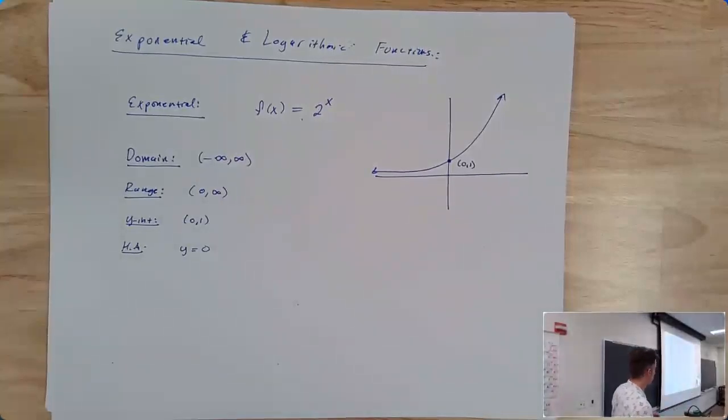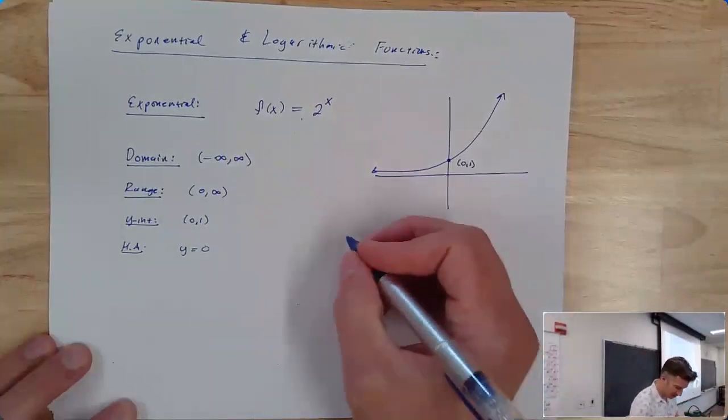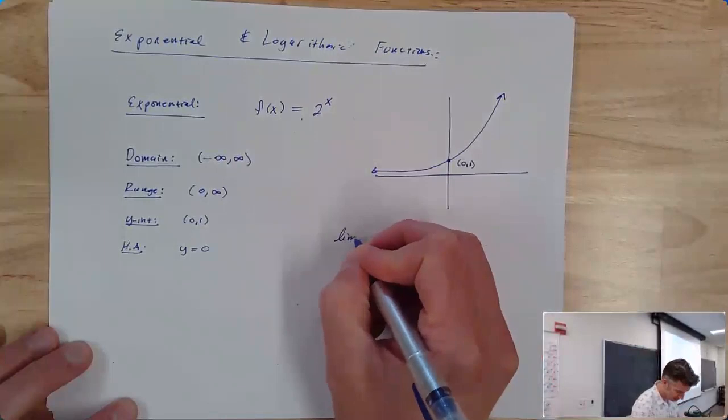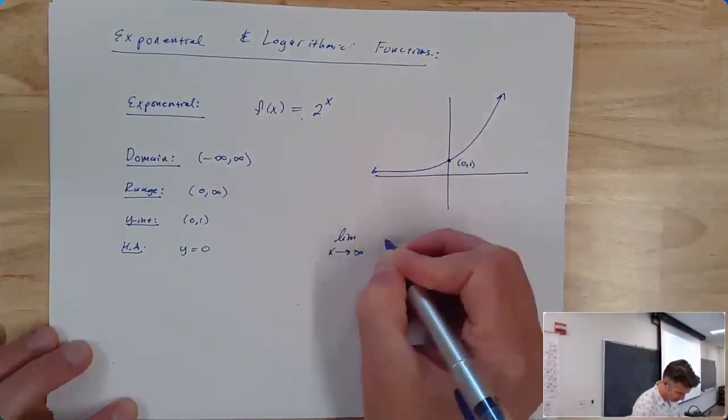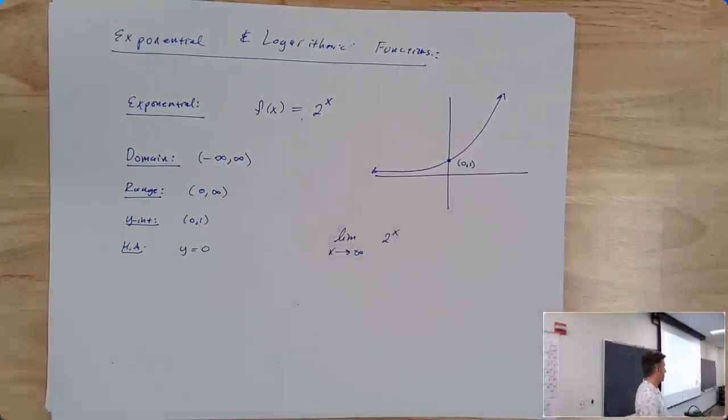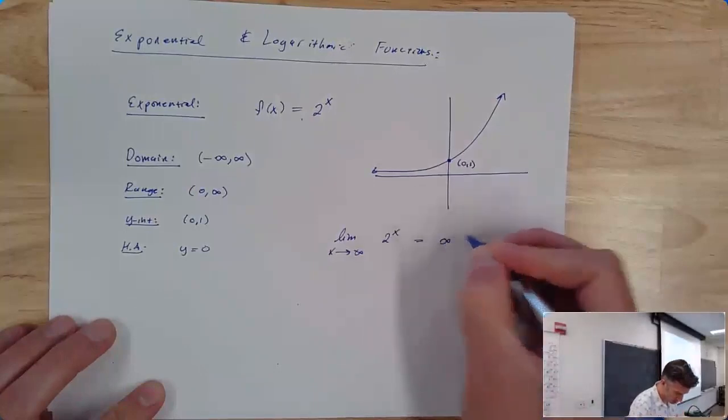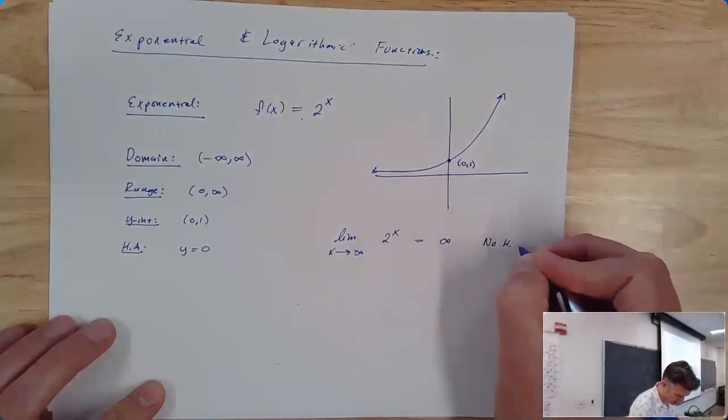Question: is there any formula for finding the horizontal asymptote of any function? I wouldn't say there's a formula, I'd say there's a process. The process of finding a horizontal asymptote is taking the limit as x goes to infinity or to negative infinity. For this graph, to the right, the limit as x goes to infinity of 2 to the x is infinitely large. If you have 2 to a higher and higher power, it's going to get bigger and bigger. So we do not have a horizontal asymptote to the right.